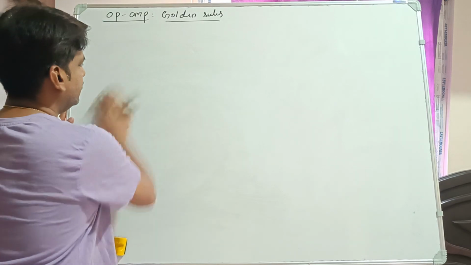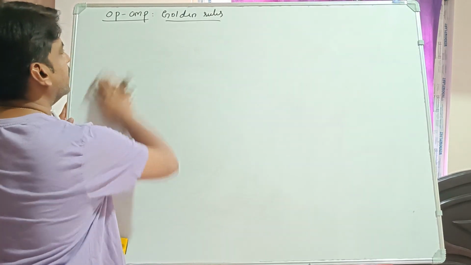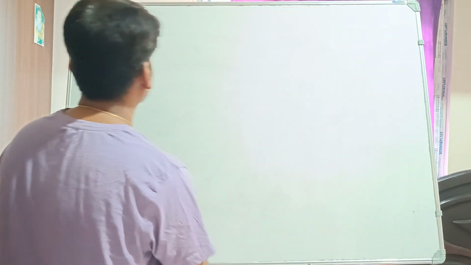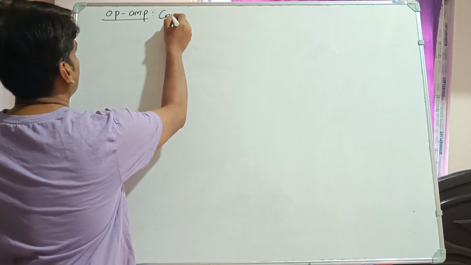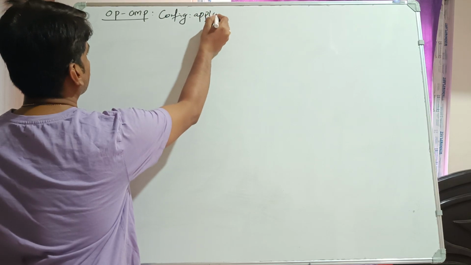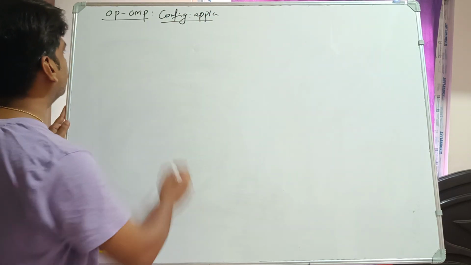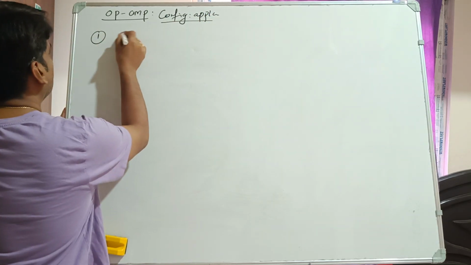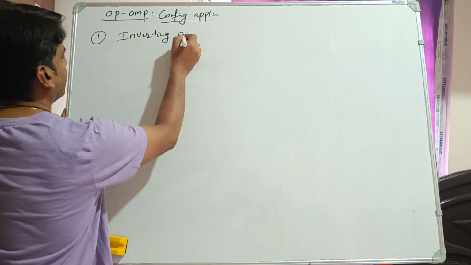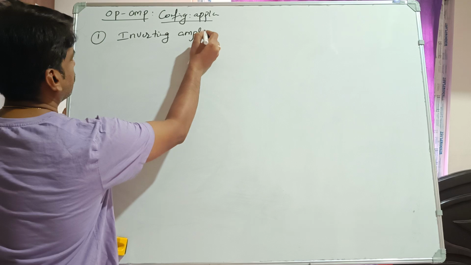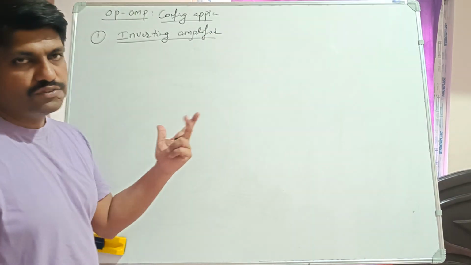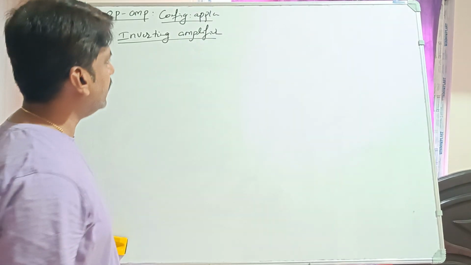So now we will see the op-amp applications, or we can call them the op-amp configurations, right? So we will write it as op-amp configurations or the op-amp applications. How can the op-amp be used? So the first one, the op-amp can be used as an inverting amplifier. What is it? Inverting amplifier.